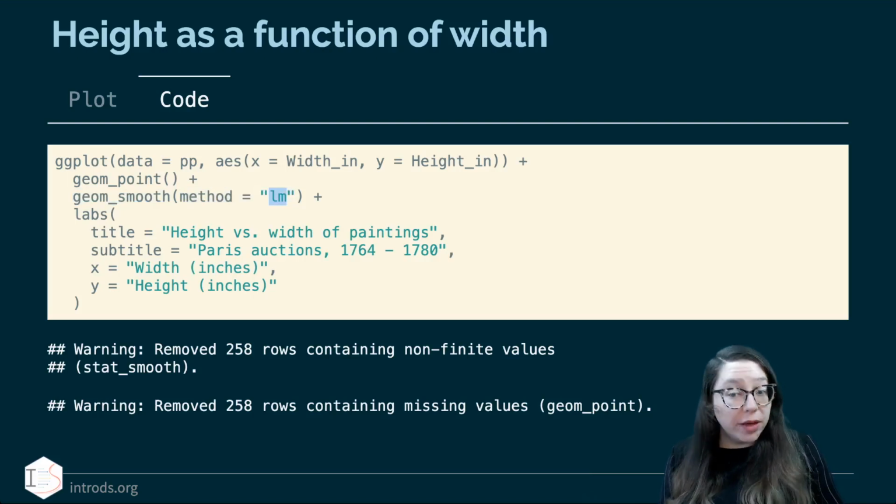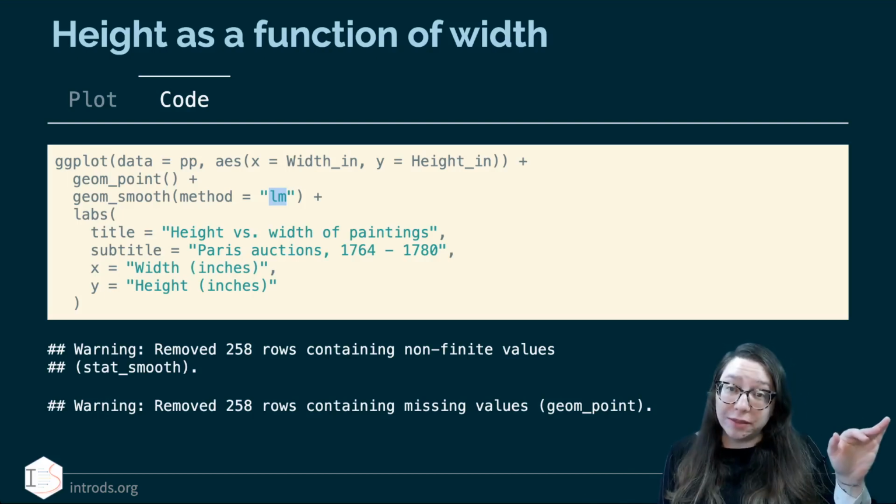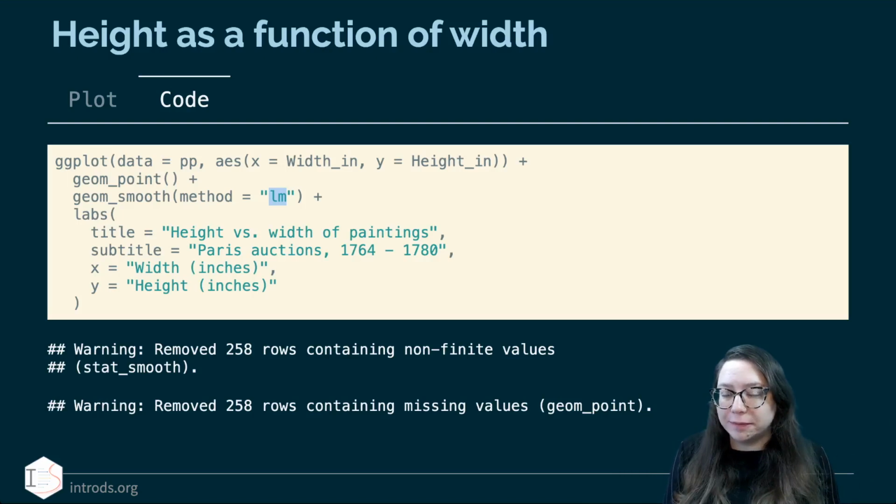Right? We also see some warnings. We have 258 rows containing non-finite or missing values. So these are probably the paintings for which we don't have height or width information, and hence we can't actually represent them in the data, and neither can we use them as we're fitting this model that we're representing on the plot.